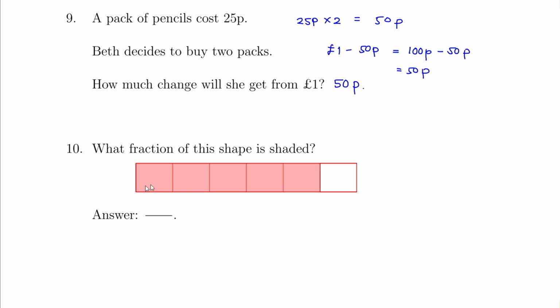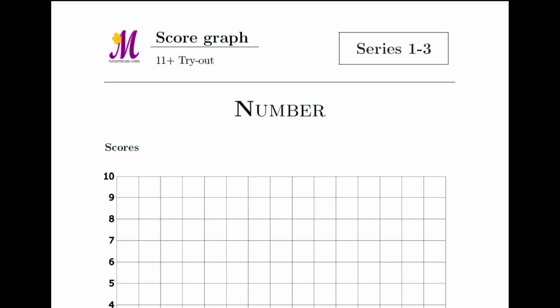Now the last one. What fraction of the shape is shaded? Let's see how many boxes are pink. 1, 2, 3, 4, 5. So we can say 5 are shaded. It's 5 out of 6 boxes. So it's 5/6. Okay, we are done with this 10 minute tryout.